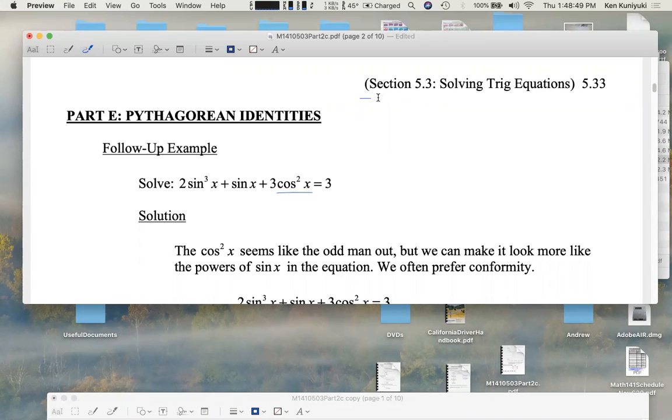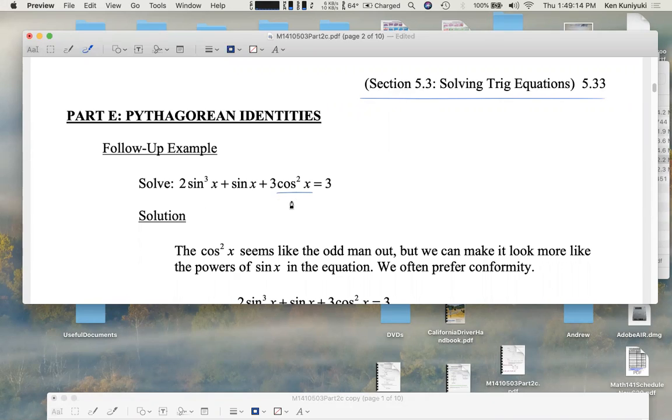Hi everyone, we're still solving trig equations in section 5.3. And we can use our old friends, the identities, like the Pythagorean identities. For example, solve 2 sine cubed of x plus sine of x plus 3 cosine squared of x equals 3. On the left side, you see that one of these things is not like the others.